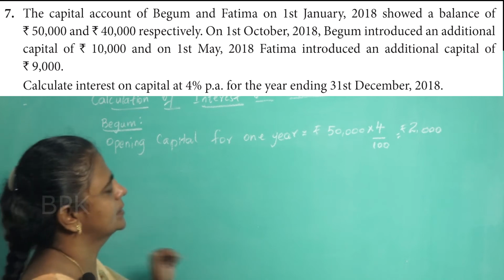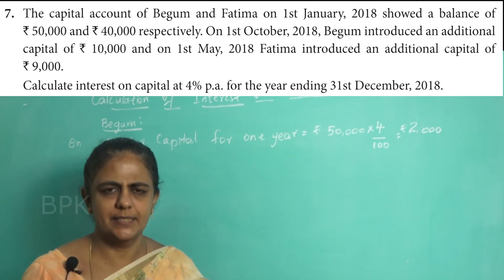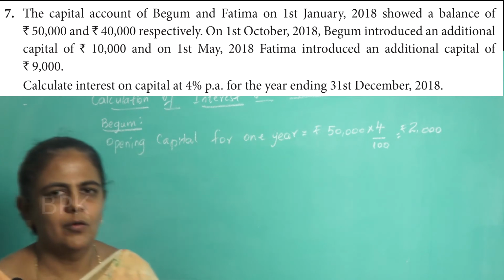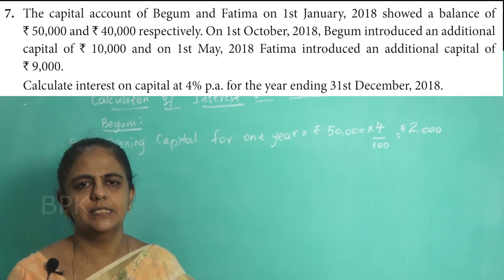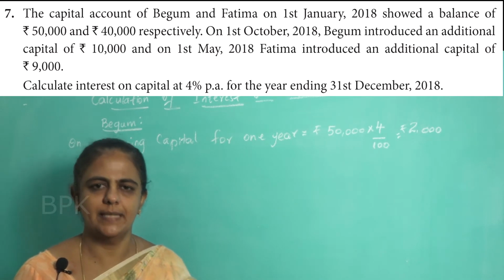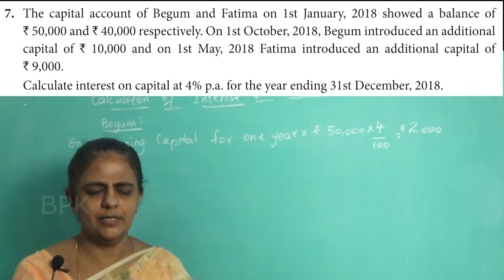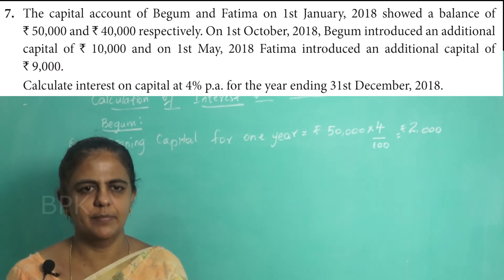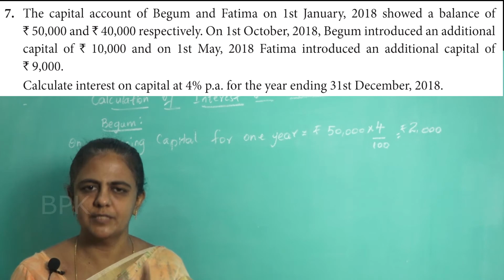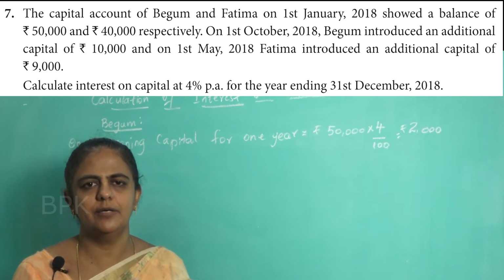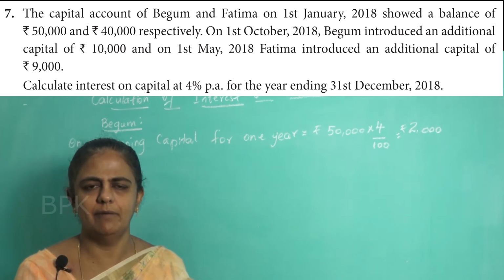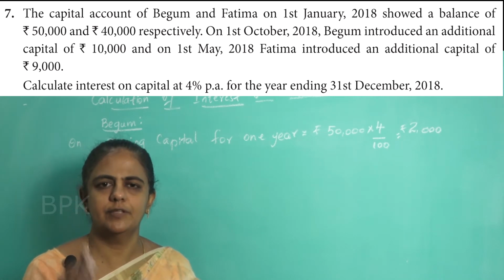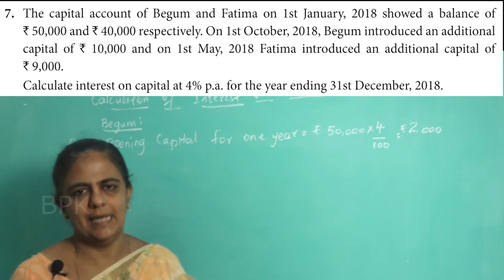Now Begum is introducing additional capital. She is introducing on 1st October 2018 additional capital of rupees 10,000. I already told you the accounting period starts from January and ends on 31st December. So she is introducing only on 1st October. From October to December, how many months? October, November, December. You have to give interest only for 3 months for the additional capital.